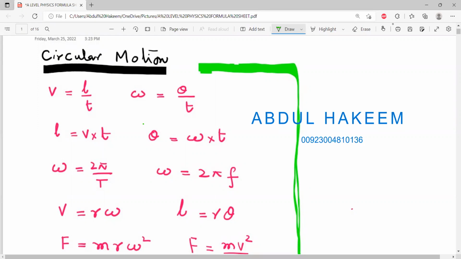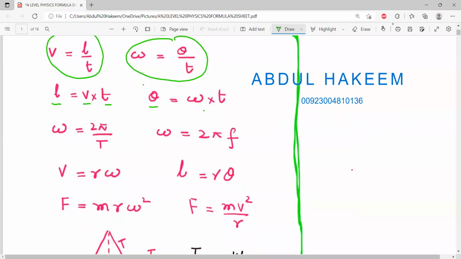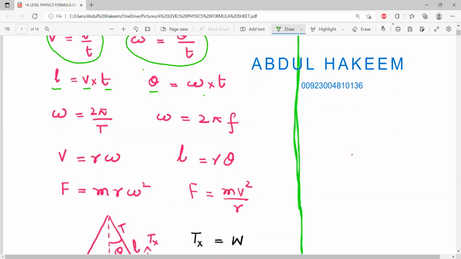The first formula is linear speed is equal to the length of the arc divided by time, and angular speed is equal to angle divided by time. So the length of the arc is linear speed times time, and theta is equal to omega t. Omega is also 2 pi over the time period, and omega is equal to 2 pi f, because 1 over time period is frequency. That's why omega is also called angular frequency. It is angular speed as well as angular frequency.